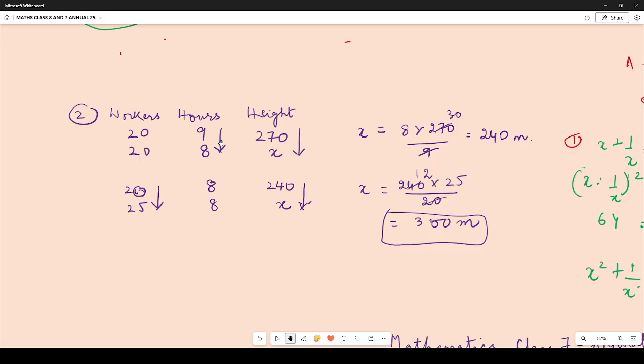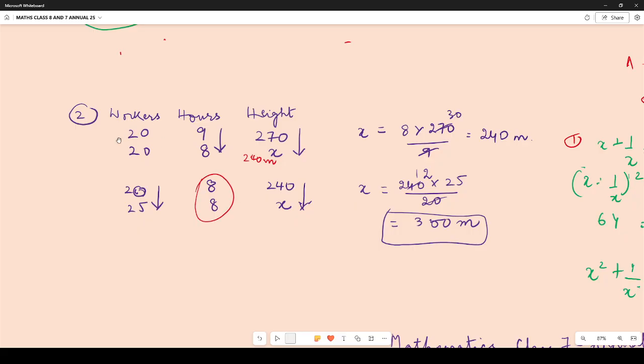If the number of hours reduce, will the height of the wall or the building that they are building also reduce or will it remain the same? Yes, it will also reduce. That means this is a direct variation. So in direct variation, we find out that if there are 20 workers working for 8 hours, they will be able to build 240 meters.